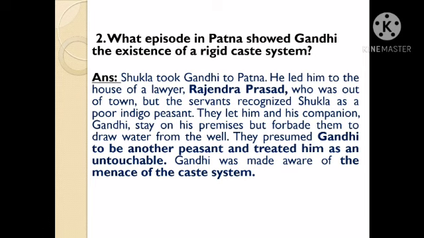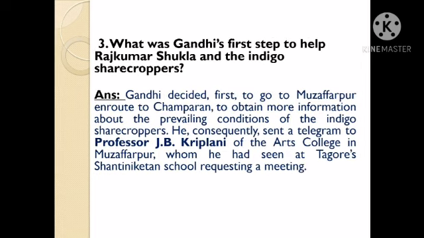They presumed Gandhi to be another peasant and treated him as an untouchable. Gandhi was made aware of the menace of the caste system. So Gandhiji was simply dressed like Shukla. So the servants of Rajendra Prasad took Gandhiji as another peasant, and Shukla and Gandhiji were not allowed to draw water from the well. This shows how strong the caste system was at that time.